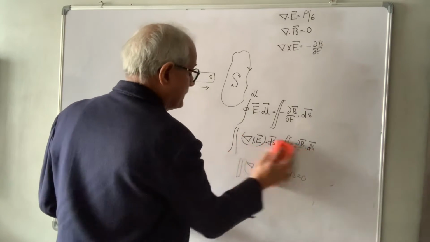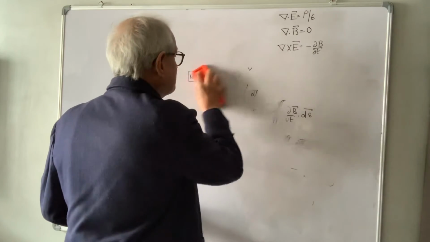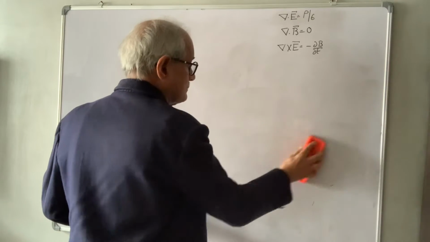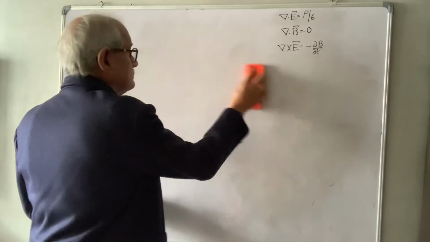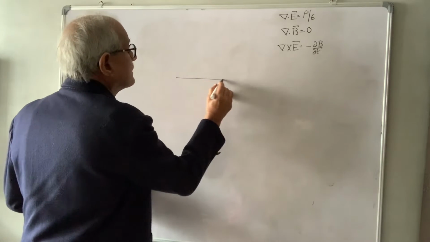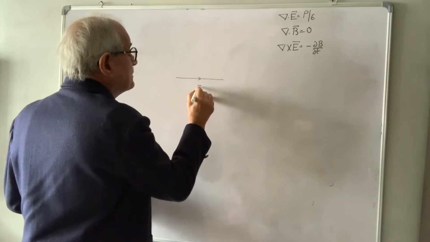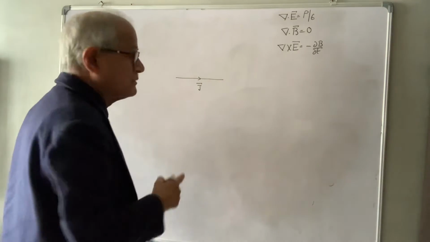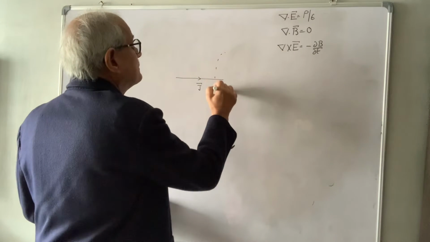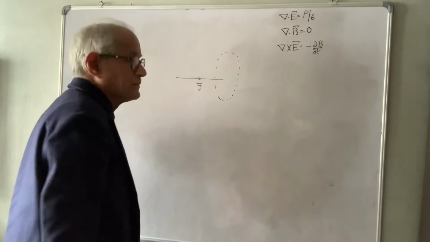Lastly, we'll take Ampere's circuital law. We consider a conductor carrying electric current. Let the current density be J. Because of this electric current, a magnetic field will be created around the conductor like this.